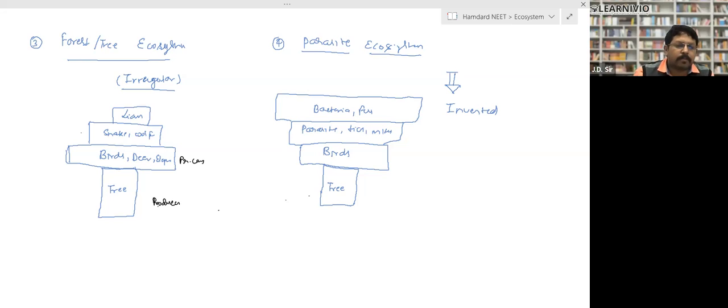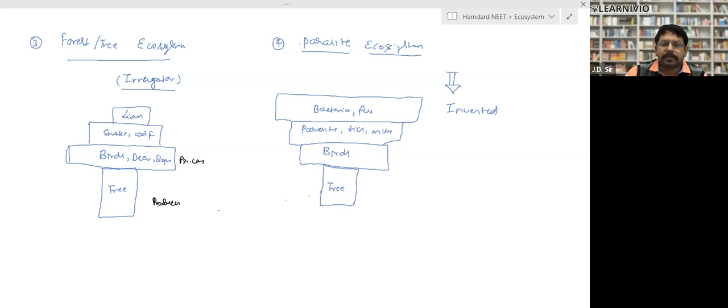Now come to the pyramid of number. The next example is the parasite ecosystem. It's really very important. Parasite ecosystem. These both are examples, and both are important because in the board exam you can get a question: please draw the diagram of the forest ecosystem or parasite ecosystem in terms of pyramid of number.